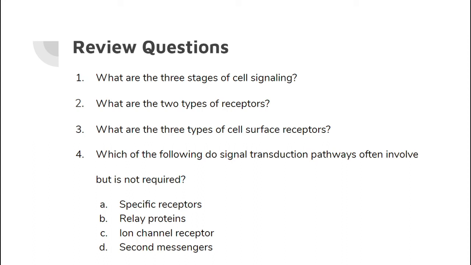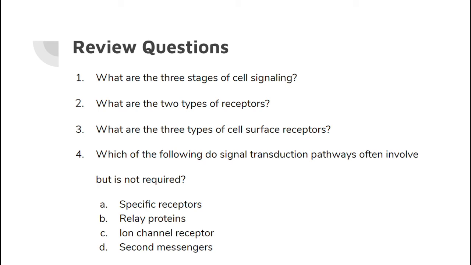Okay, so what are the three stages of cell signaling? The three stages of cell signaling are reception, transduction, and response. So remember, reception is when the ligand binds to the receptor, either on the surface of the cell or inside the cell. Transduction is where the signal is converted to a certain form, which is going to lead to a response. And then the response stage is where the cellular response actually happens.